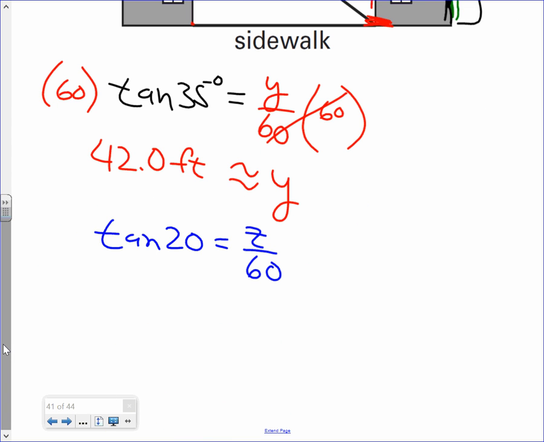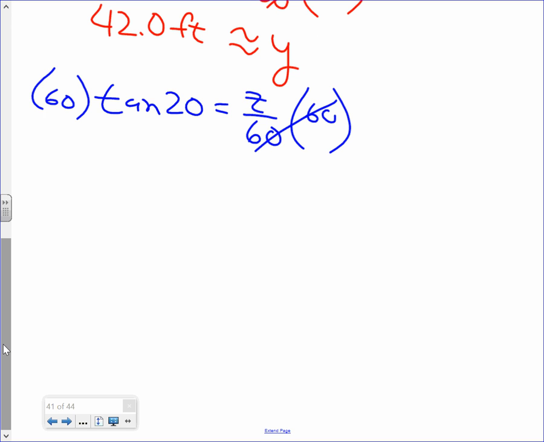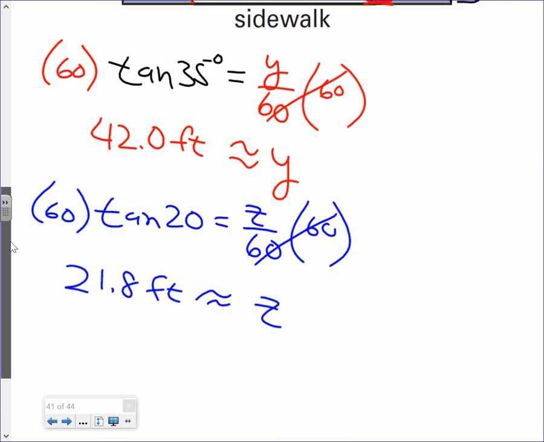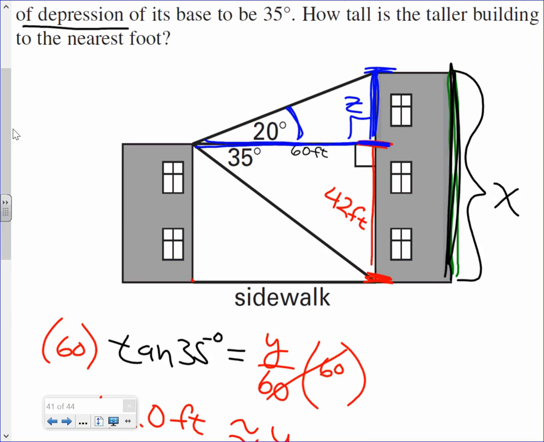And let's solve for z now. So multiply by 60. This is done. Z is approximately then 21.8 feet. So look at the blue. What's z? 21.8 feet.